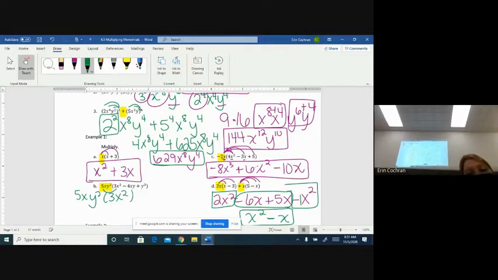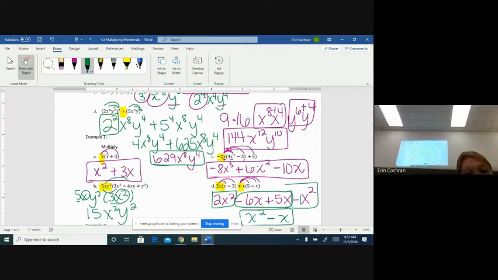Can we do 5 times 3? Yes, and what's 5 times 3? 15. What is x times x squared? How many total x's do we have here? 3, so it'd be x cubed. And then we just have a y squared, don't we? Any questions with that one?